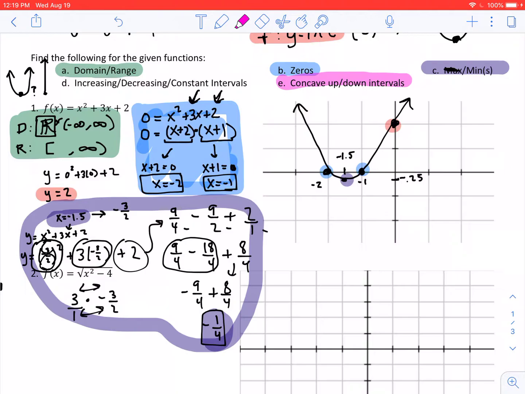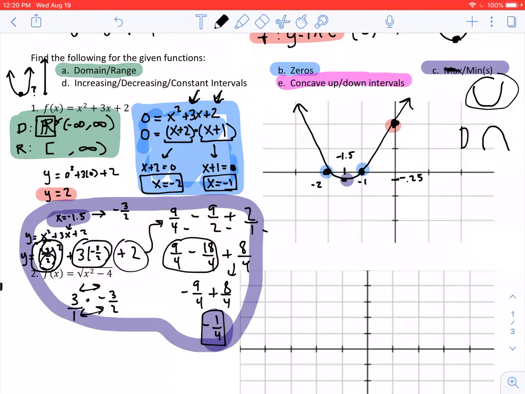So the first thing we got to answer, if we're going to answer part E, is it concave up or concave down? And remember, concave up is a U shape, concave down is the opposite. So this shape is concave up, this shape is concave down. If it looks like a U, it's concave up. If it looks like an upside down U, it's concave down.